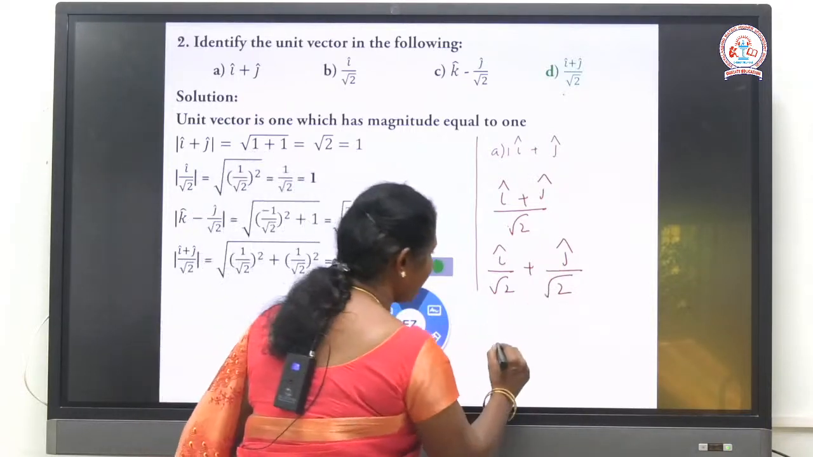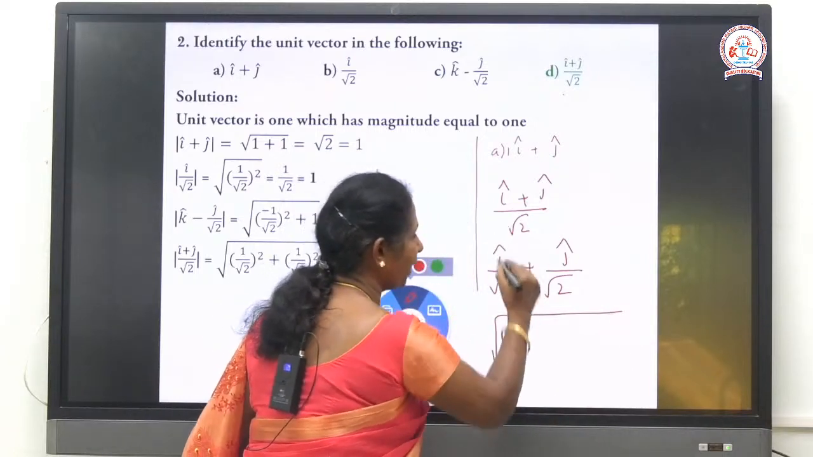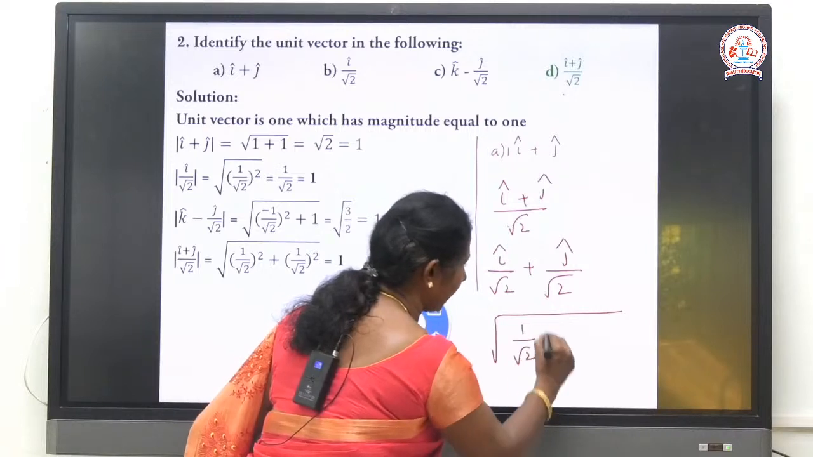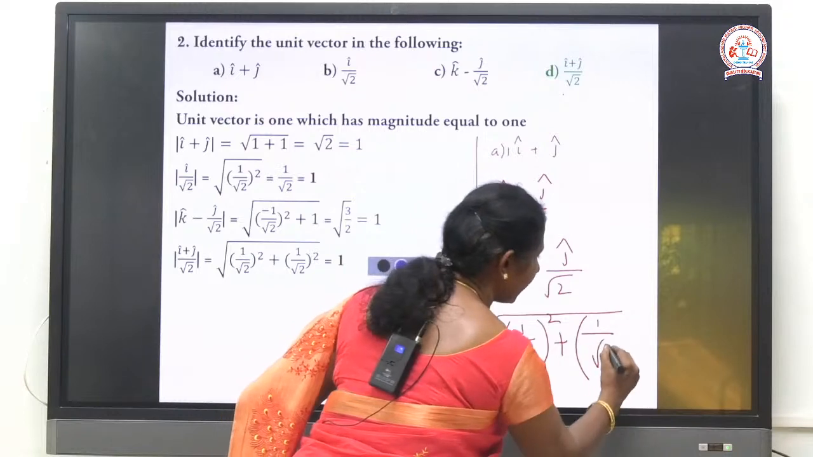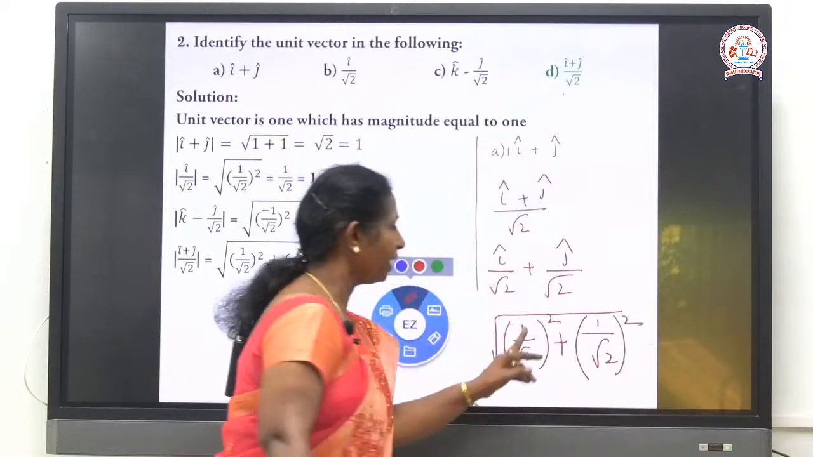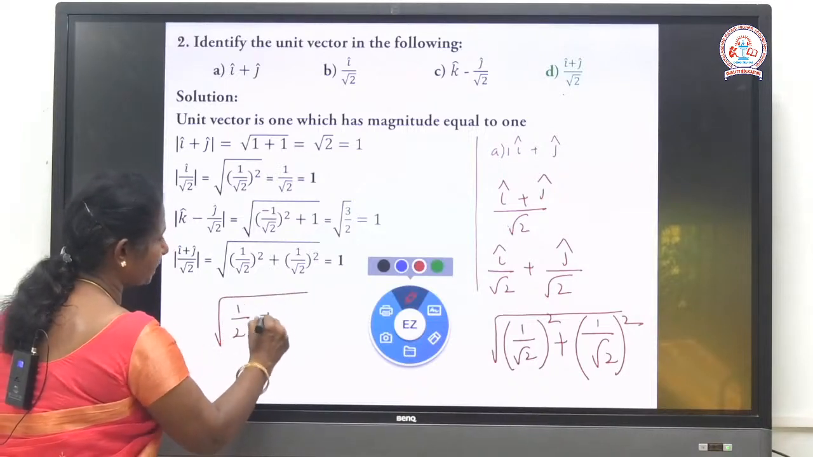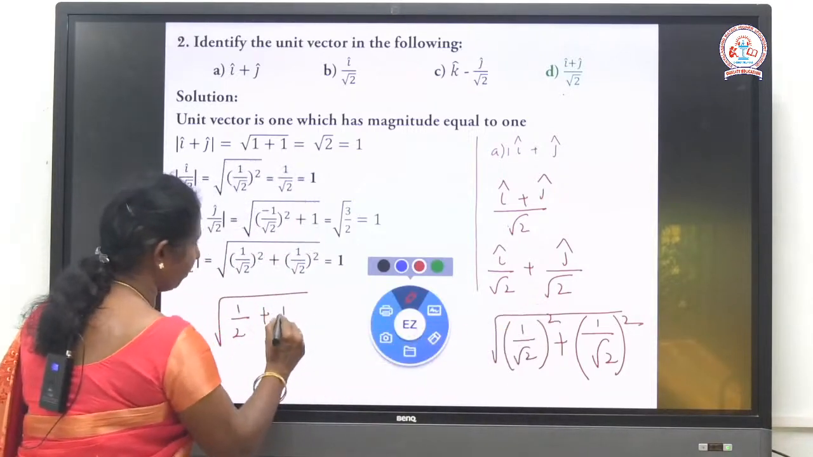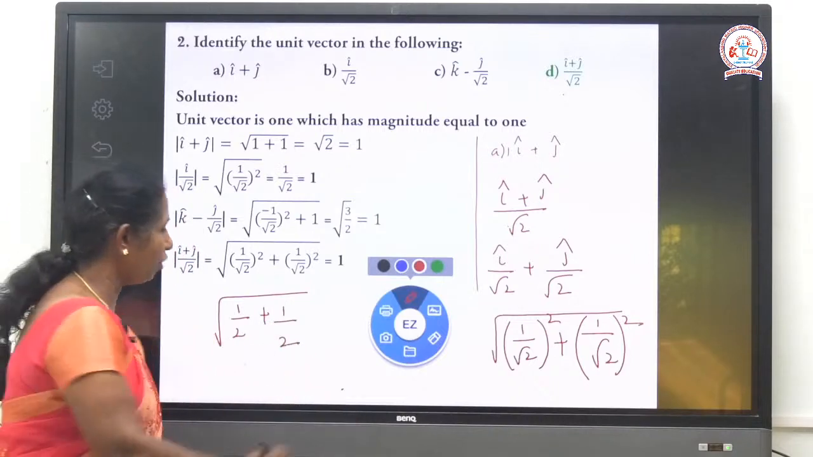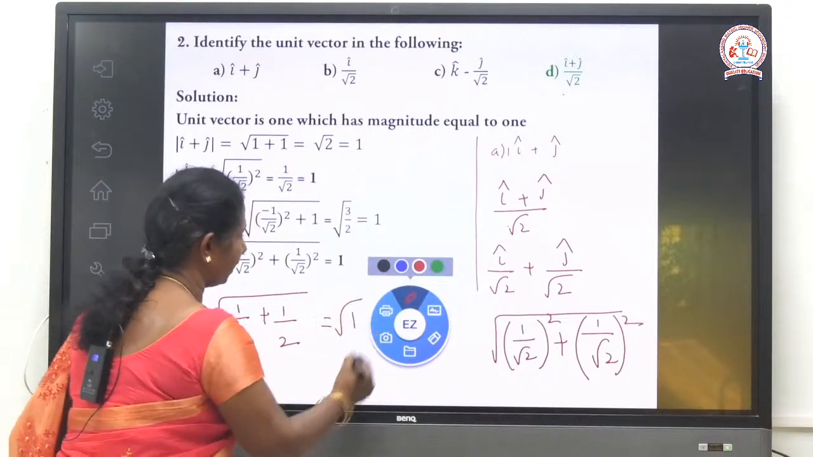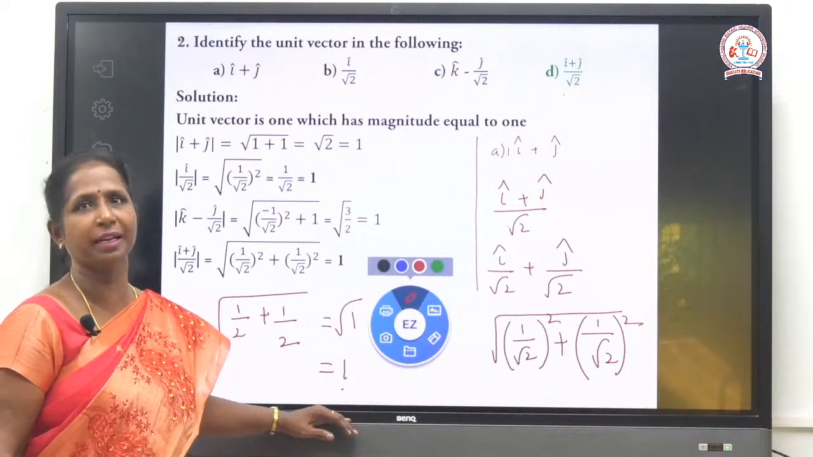Now, what will happen? Again find the magnitude. The magnitude is root of the component of I cap, that is 1 by root 2 whole square, plus the component of j cap, 1 by root 2 whole square. So what is 1 by root 2 whole square? It is 1 by 2, plus again 1 by 2. So what is 1 by 2 plus 1 by 2? Half plus half is 1. So root of 1 is again 1. So we are getting 1 only for this option.